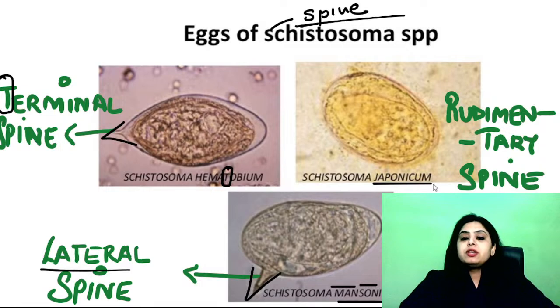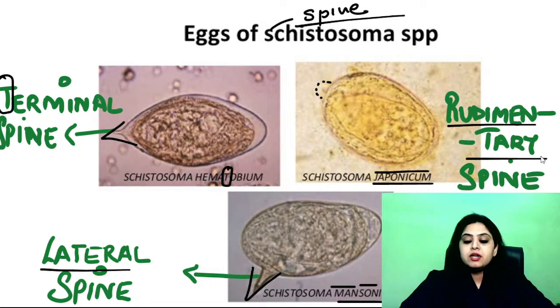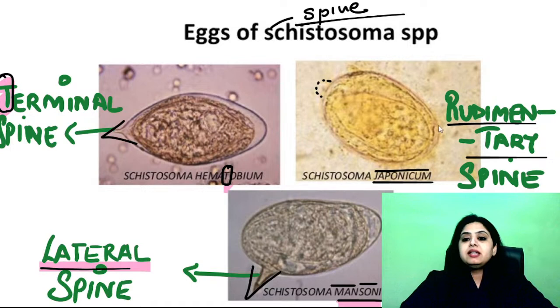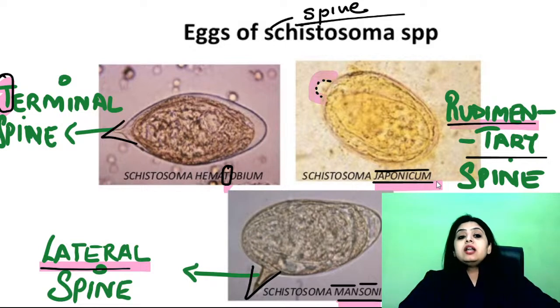Finally, Schistosoma japonicum. Japonicum hardly shows you a spine, only rudimentary, spineless. So when we say hematobium, T for terminal spine. Then we have mansoni, the one lying down sleeping, lateral spine, and hardly any spine, spineless, that is going to be japonicum. Not only this, they also ask you the location of all three.